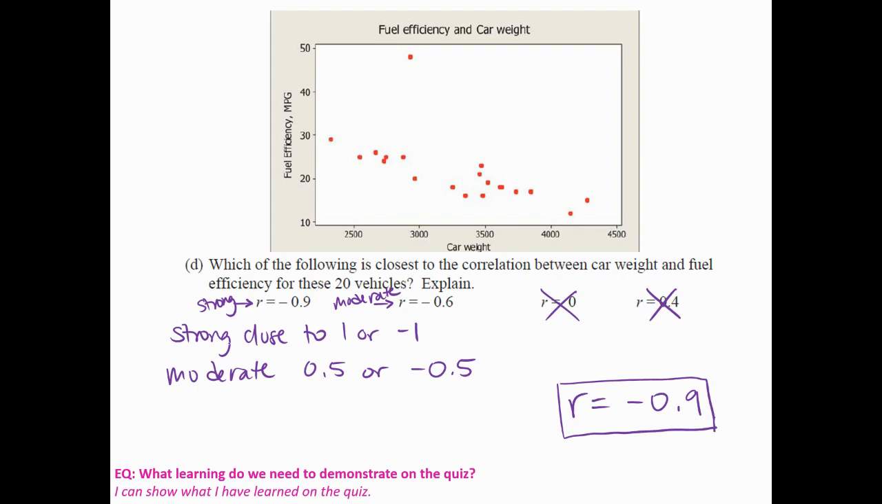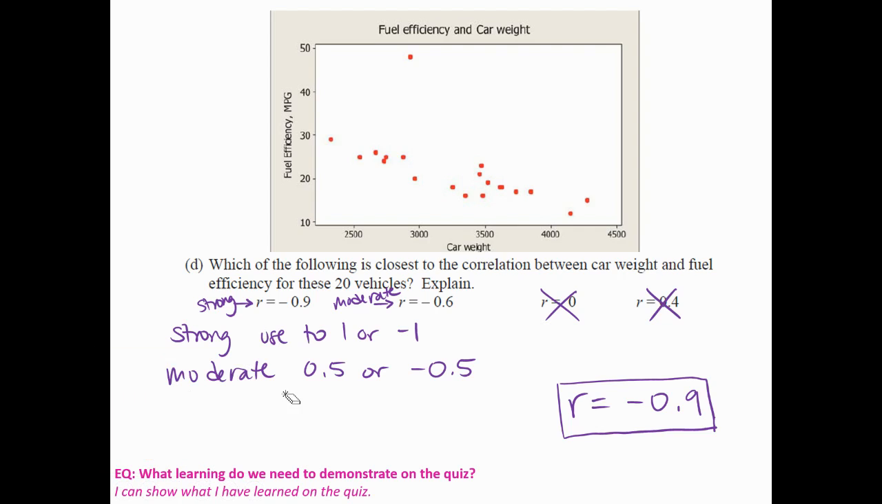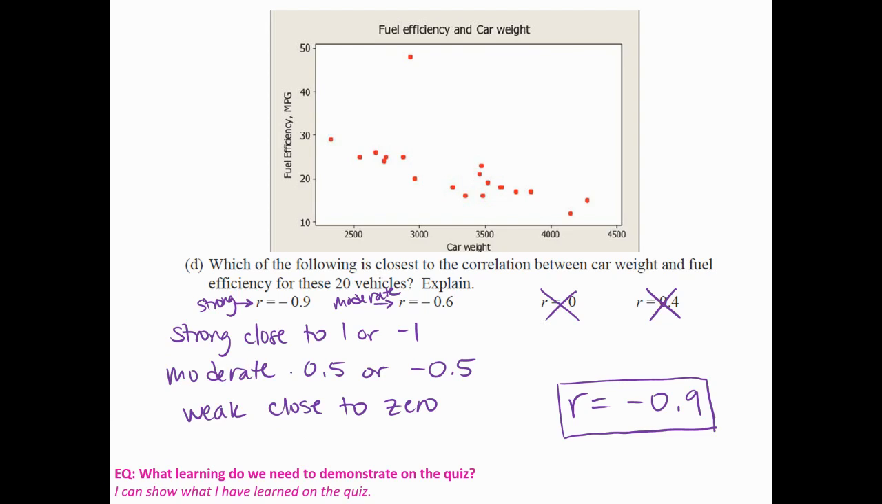All right, I didn't finish writing this. Strong is close to 1 or -1, moderate 0.5 or -0.5, and then we have weak is close to 0. There we go. Just get all those things on there so we can clearly see all the stuff in one shot.